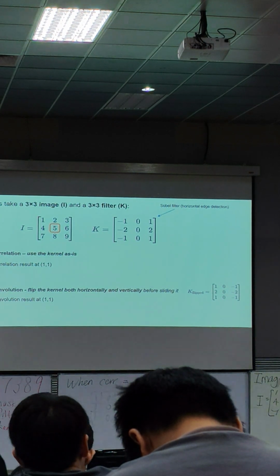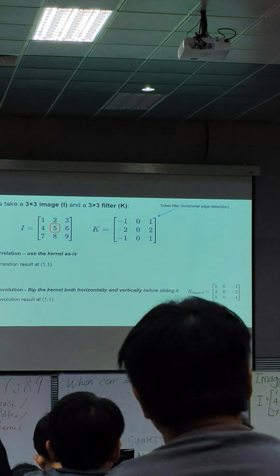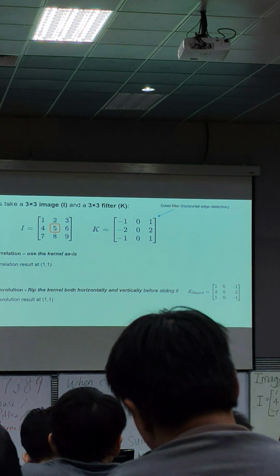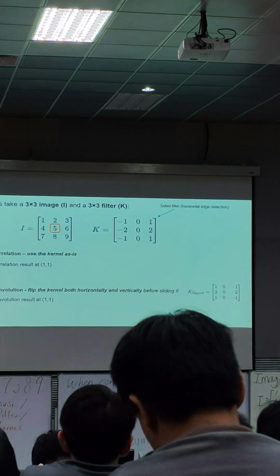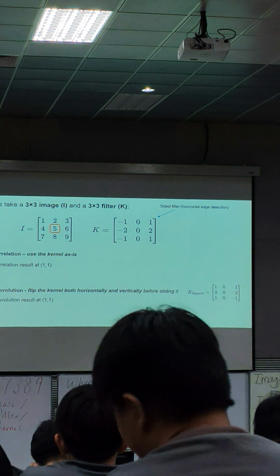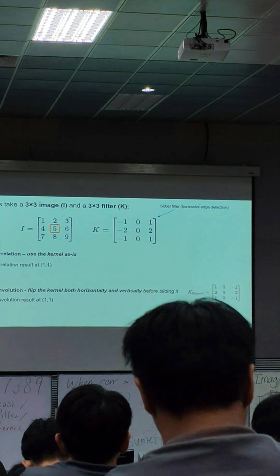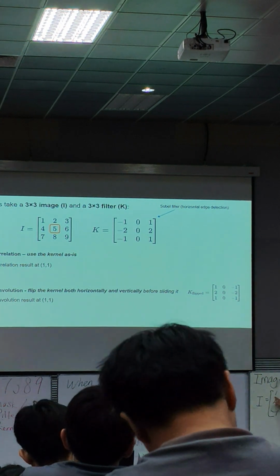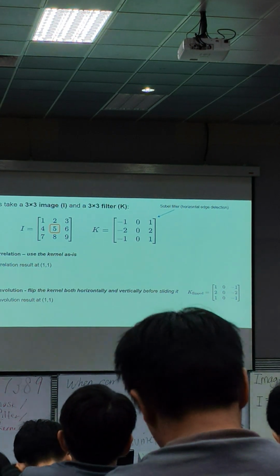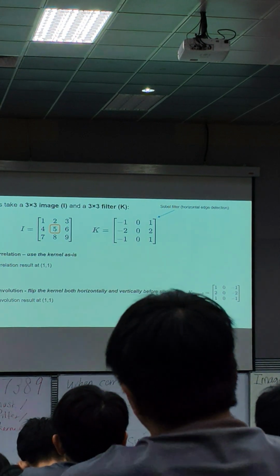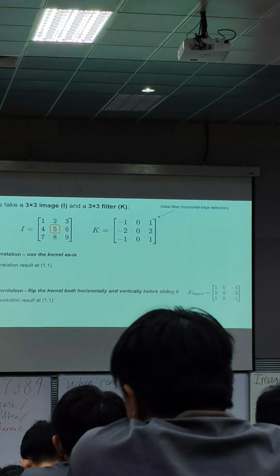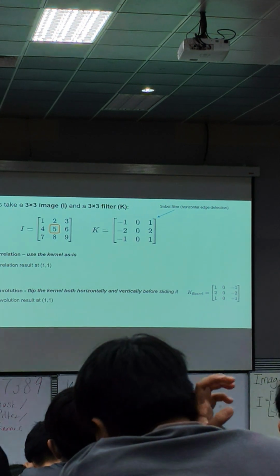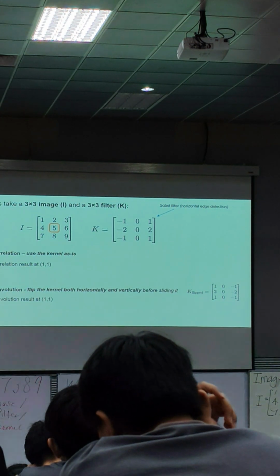When I do correlation, no flip off, so we use the kernel as is. What is being given here? So my correlation is equal to this one, multiply on the corresponding things, 3, you get this.